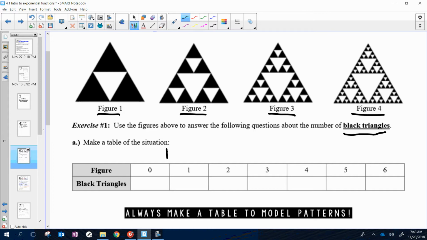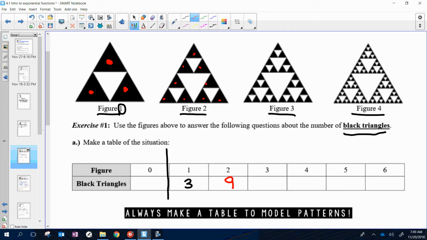Well, I don't know about 0 yet. Let's start with figure number 1 and look at the 1. I count 3 black triangles. You need to see them. They got red dots on them now. In figure 2, I could count them: 1, 2, 3, 4, 5, 6, 7, 8, 9.